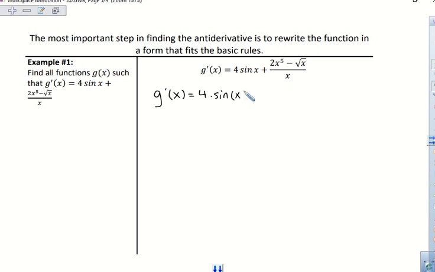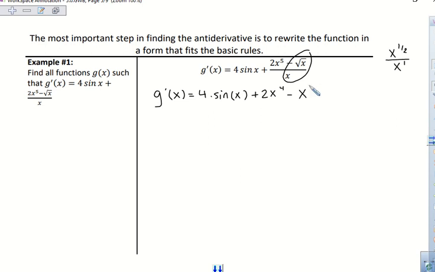Notice here, I'm dividing each of these numerator pieces by x. So what would be x to the 5th divided by x? X to the 4th. And then this piece right here is a little bit different because I have to rewrite the square root as 1/2, correct? So it's like x to the 1/2 over x. Remember, you subtract. So what's 1/2 minus 1?